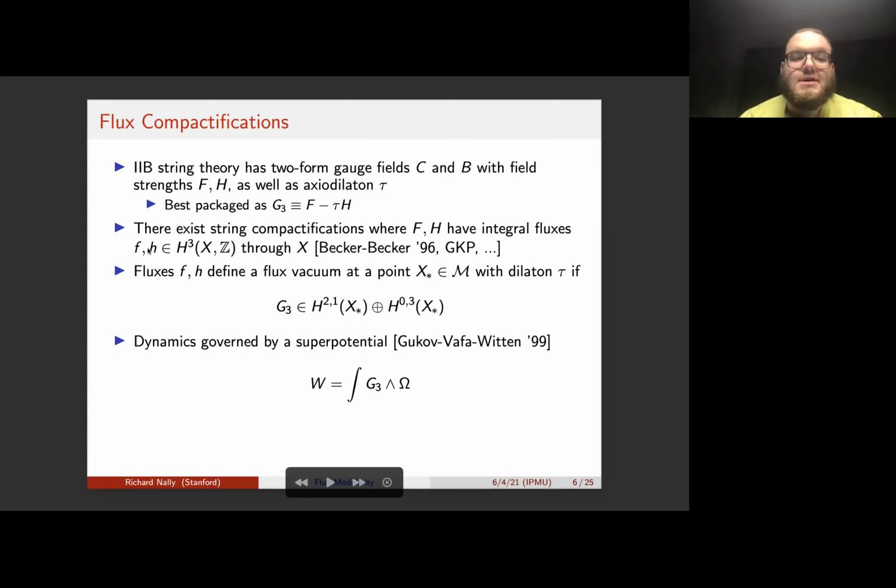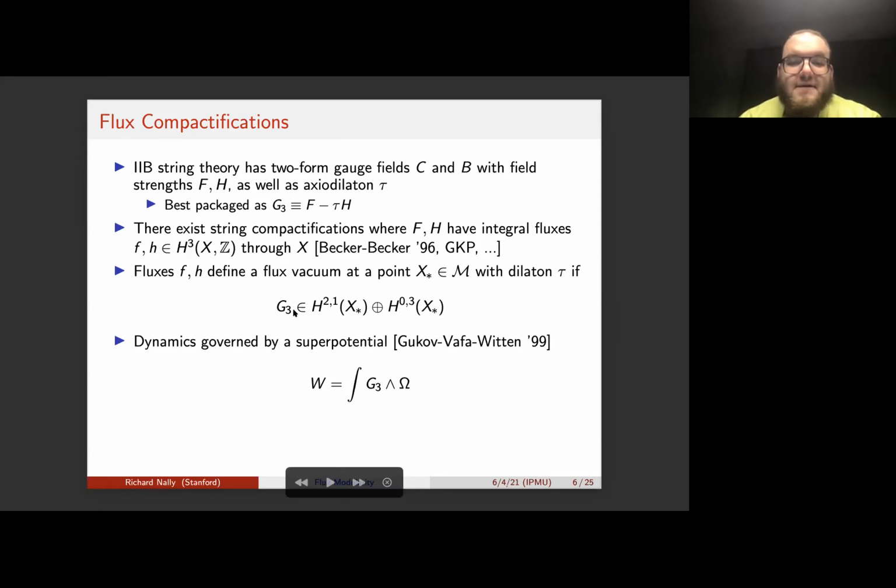A choice of F and H, as well as dilaton tau, is said to define a flux vacuum at a point x star in moduli space if G3 is in H21 of x star plus H003. So you fix your F and your H, and you look for points in moduli space where, at a generic point in moduli space, G3 will have components along 3,0, 2,1, 1,2, and 0,3. And then you look for nice points in moduli space where the 3,0 and 1,2 components vanish.